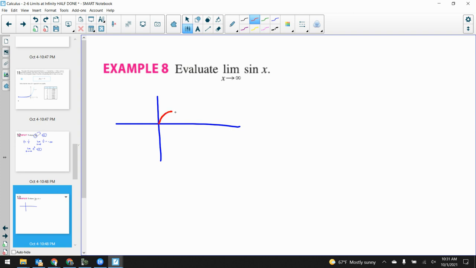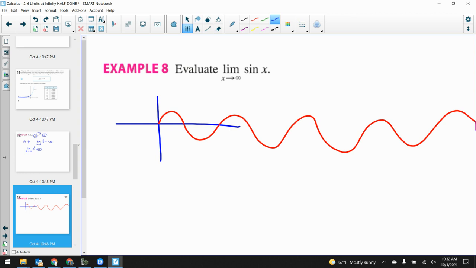Sine starts here, right? Cosine starts above. Right? And that's going to continue on forever and ever, right? Will it ever reach any one number as x keeps getting bigger and bigger and bigger? Isn't it going to oscillate between negative 1 and positive 1 forever and ever, and it's never going to stop, right? As x keeps getting bigger and bigger to infinity, it's never going to shrink to one number.